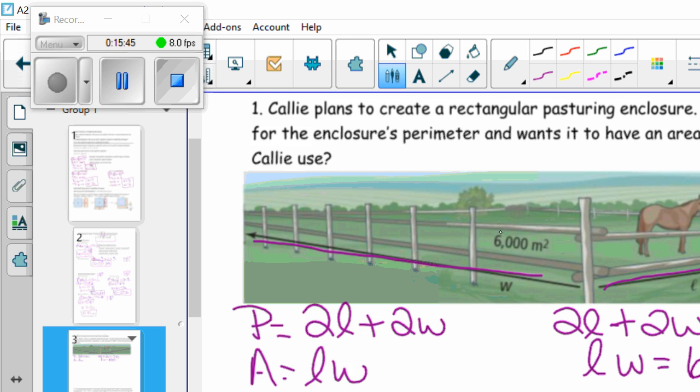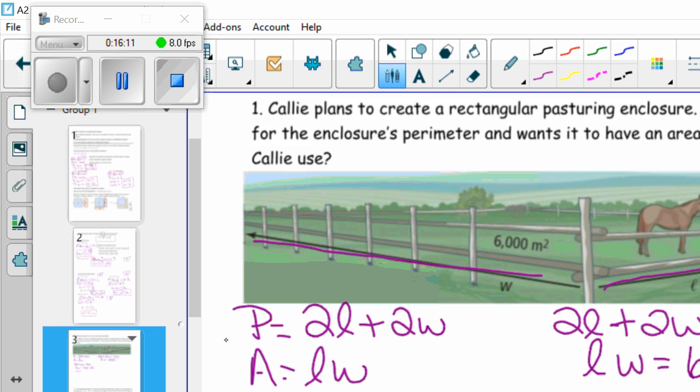Okay, so let's go ahead and solve for either the length or the width. It doesn't matter which one we solve for. So if I take 2L plus 2W equals 340, and I'm just going to solve for W, so subtract 2L from both sides. So I get 2W equals 340 minus 2L. Divide everything by 2 to get the width by itself.